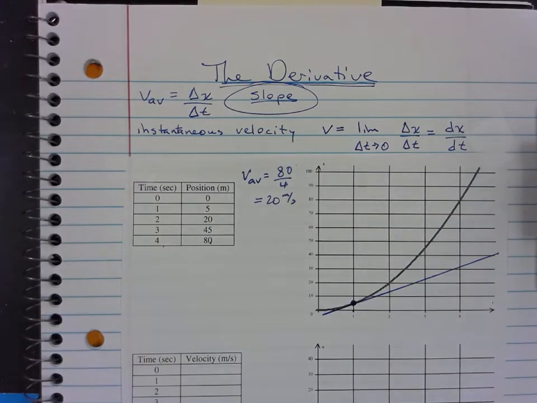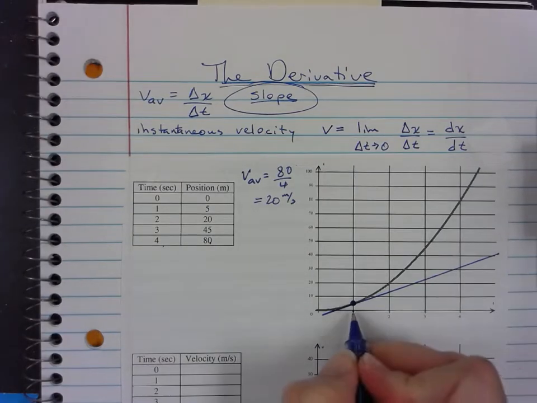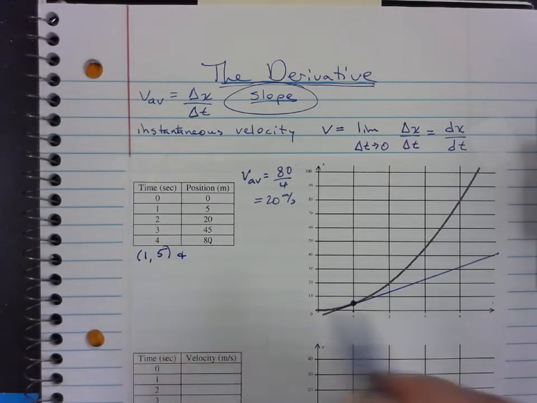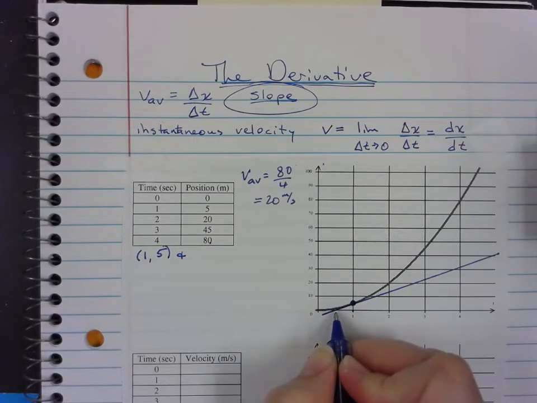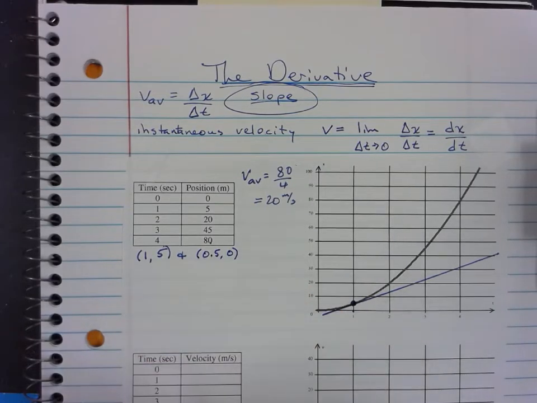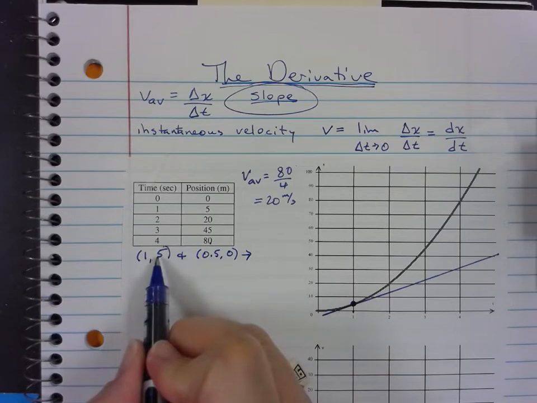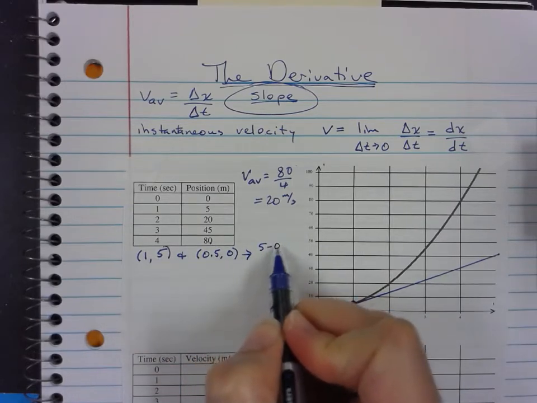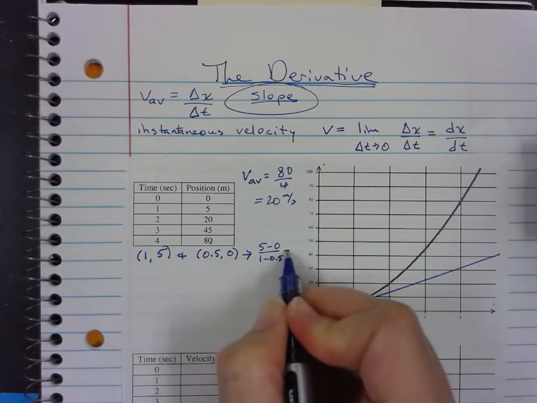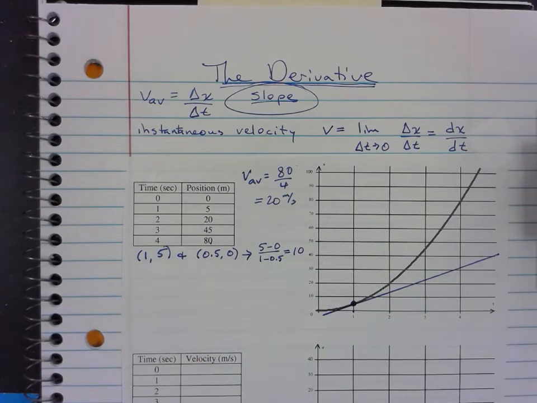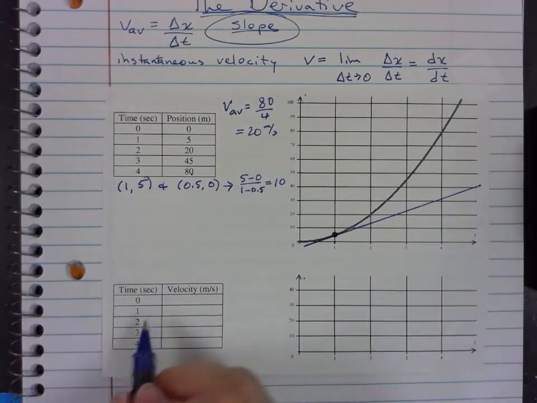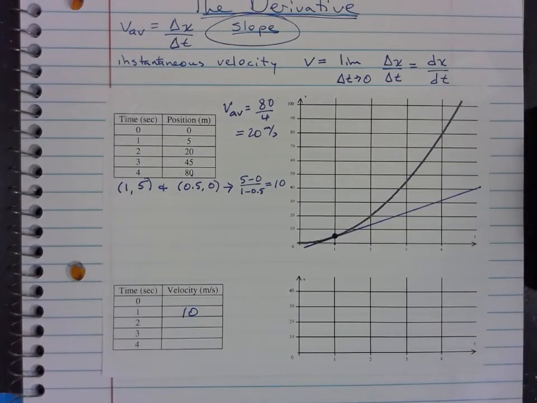And I know if I need slope, I need to have 2 points. So I know at 1 second, we were at 5 meters. And for my second point, at half a second, I was at 0 meters. So when I calculate the slope, subtract the y's, 5 minus 0, subtract the x's, 1 minus 0.5. 5 divided by 0.5 is 10. So down here at 1 second, I was traveling at 10 meters per second.